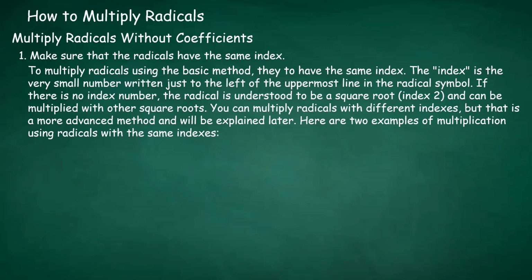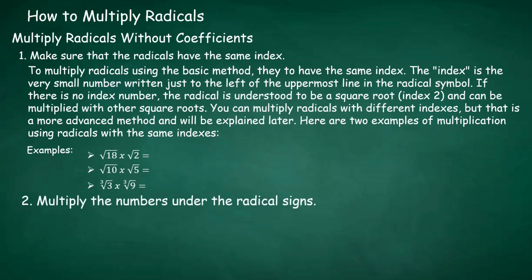Here are two examples of multiplication using radicals with the same indexes. Square root of 18 and square root of 2. Square root of 10 and square root of 5. Cube root of 3 and cube root of 9.